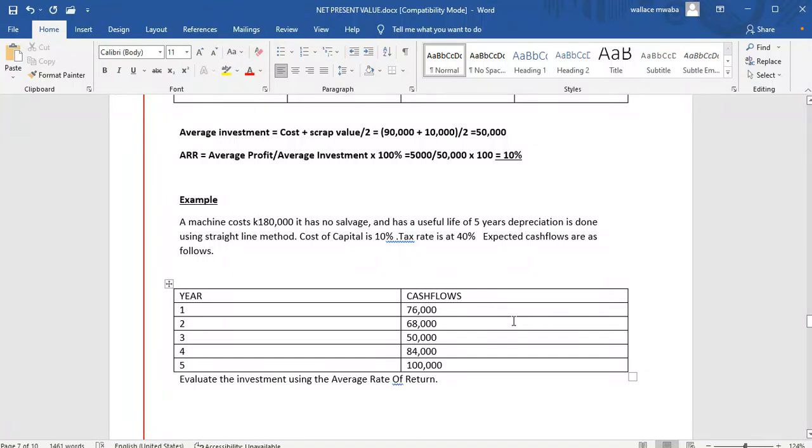Right, so a machine costs 180,000. It has no salvage value and has a useful life of 5 years. Depreciation is done using the straight line method. The cost of capital is 10%. The tax rate is at 40%. Expected cash flows are as follows.